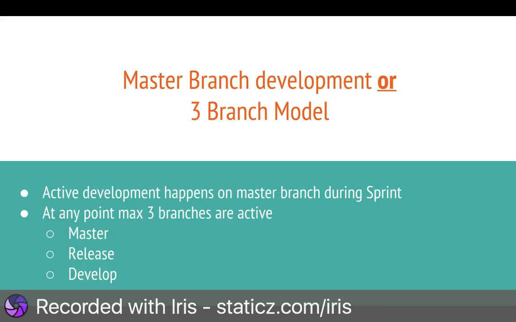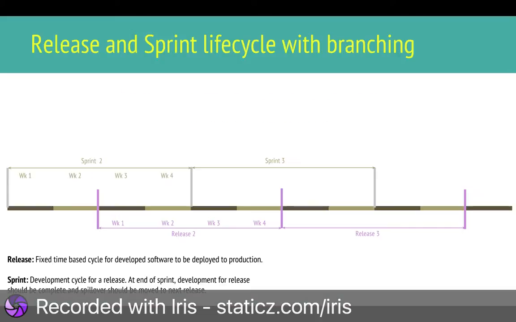Now, the branching model that I am showcasing is generally also known as master branch development, or I sometimes call it the three branch model. Most of the time the active development happens on the master branch during the sprint cycle, and at any point of time there are at most three branches active: the master branch, the release branch, and the development branch. I'll explain all three when they come into the picture and when you create those branches. Let's look at the sprint and release life cycle first.